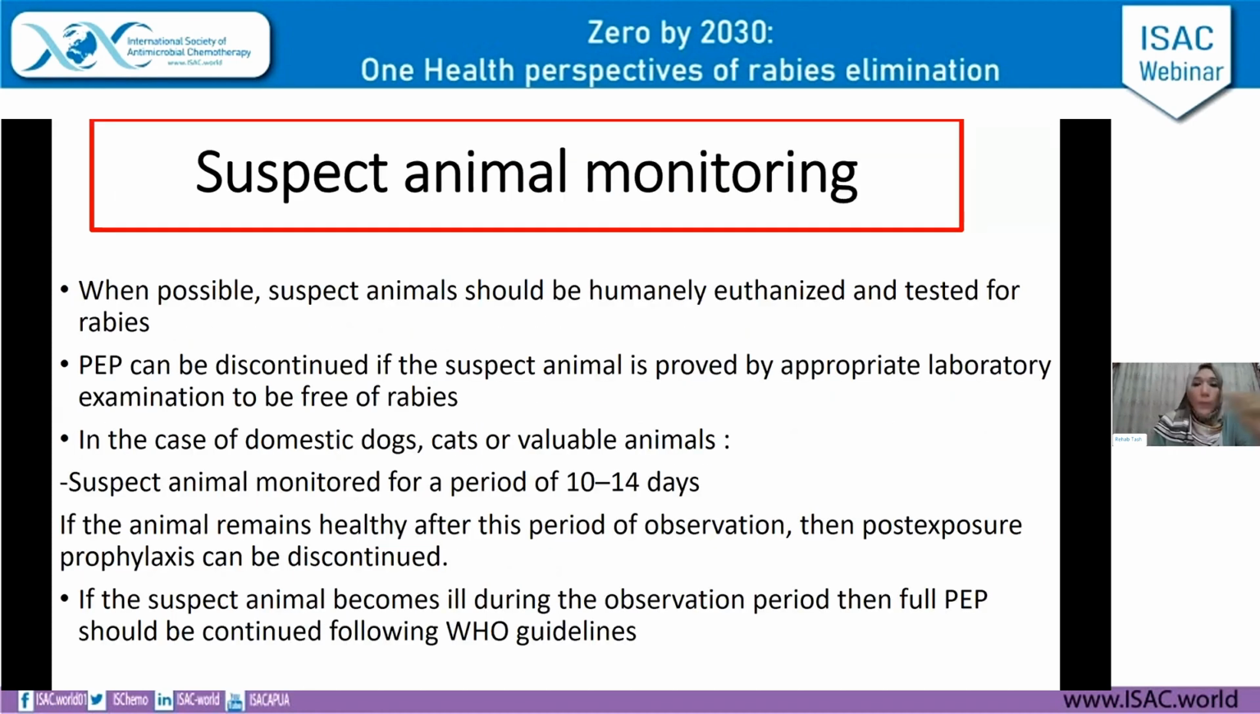If the animal biting the patient can be humanely euthanized, test for rabies. If confirmed to be rabies, go on with your post-exposure prophylaxis. If not, discontinue the post-exposure prophylaxis. If it's a valuable animal or a domestic dog and can't be euthanized, just put it under monitoring for 10 or 14 days. And accordingly, if the animal shows the signs and symptoms of rabies, continue the post-exposure prophylaxis.